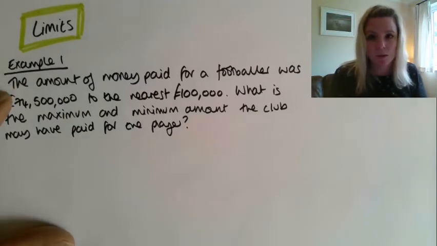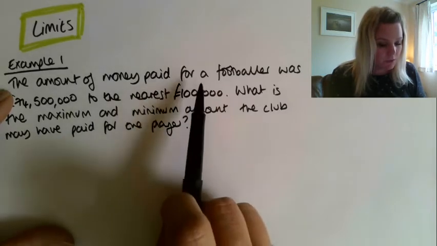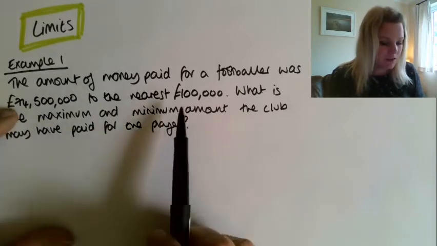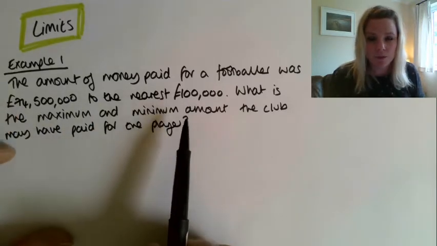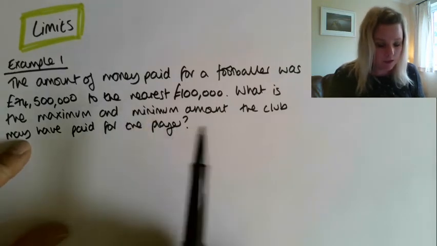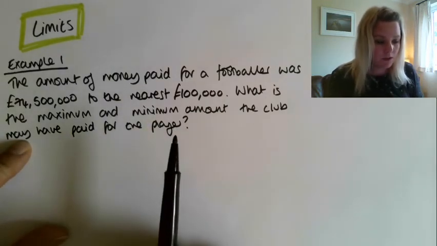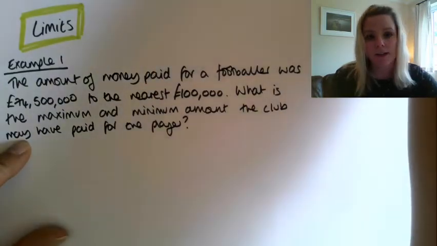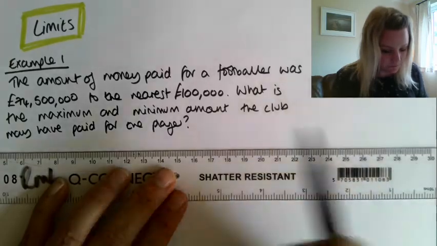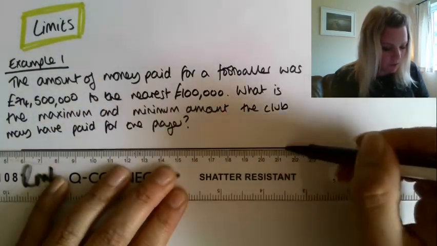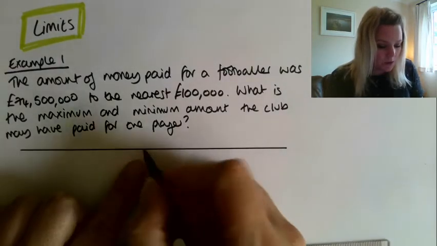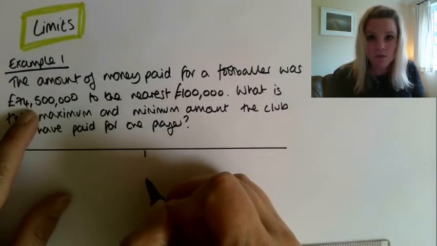So example 1, the amount of money paid for a footballer was £74,500,000 to the nearest £100,000. What's the maximum and minimum amount the club may have paid for the player? So whenever we're doing these questions, we start off by drawing a little number line out, okay? So give ourselves lots of room because these are big numbers that we're dealing with. And we put the number that we're rounding to right in the middle.